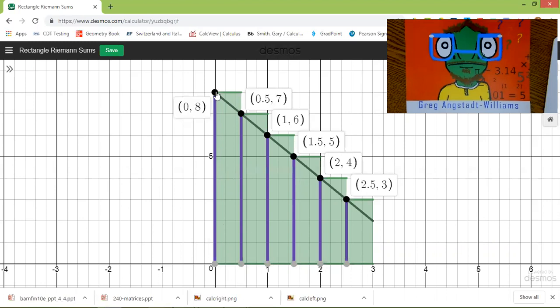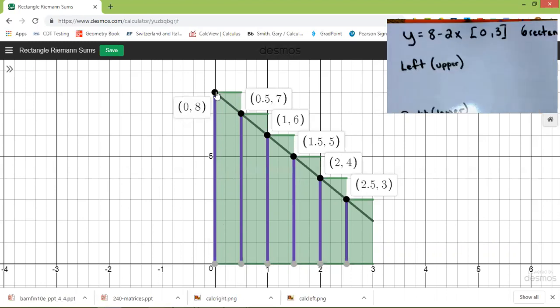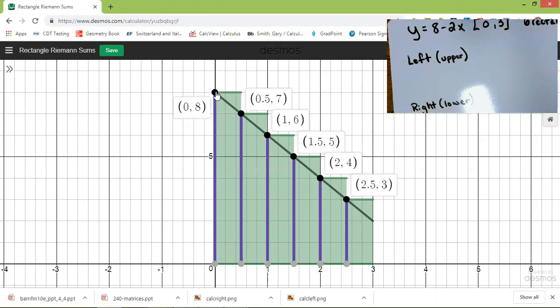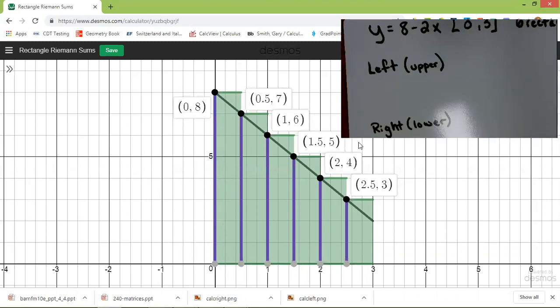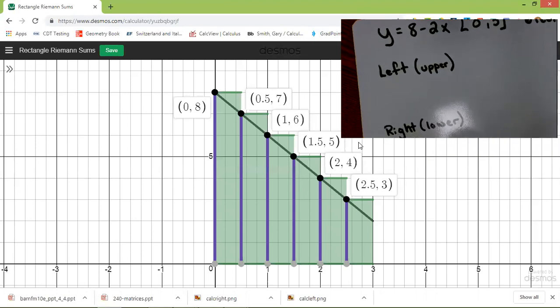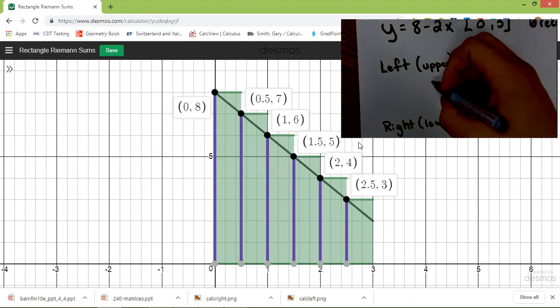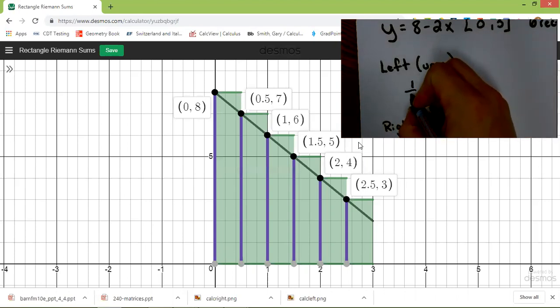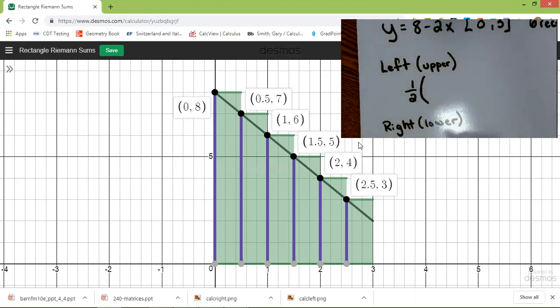In order to find the actual area of this using my left-hand rectangles, let me make this a little bit bigger here so we can see. So we all know that the area of a rectangle is base times height. The base of these is all going to be a half because of our number of rectangles. So I'm going to put 1/2 times, and then I'm going to list all of the heights.